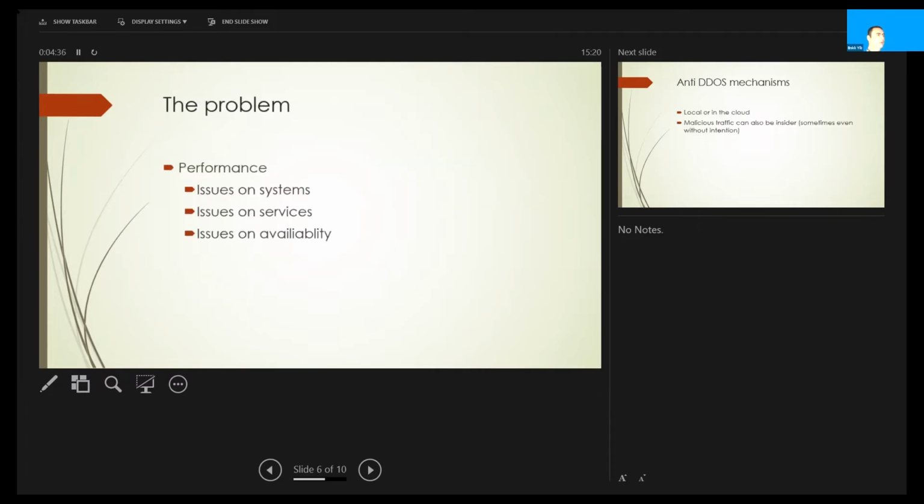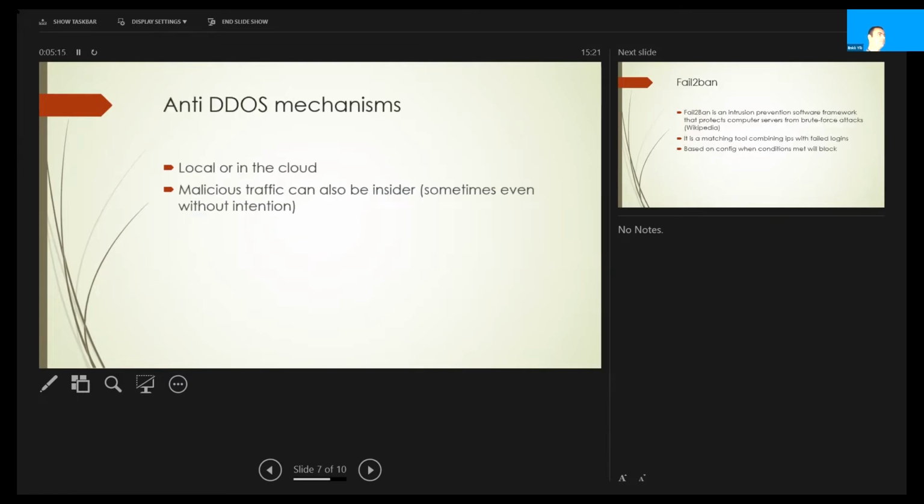So the problem that we have is to measure the performance, the issues on systems and services, and the availability. One of the biggest problems today regarding data is that we also have to have availability of the systems. People not going out have to have secure services, but more and more, availability of services. And this availability is one of the top priorities of all businesses and all kinds of services that people want to access. So we have this anti-DDoS.